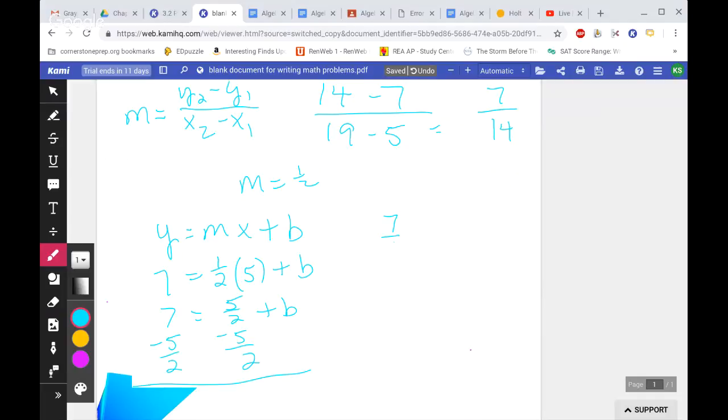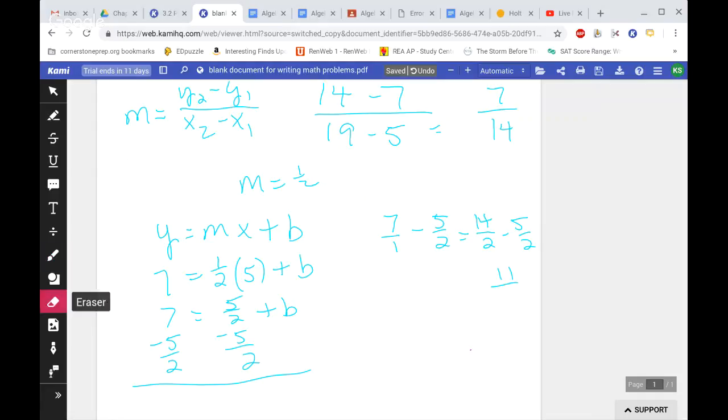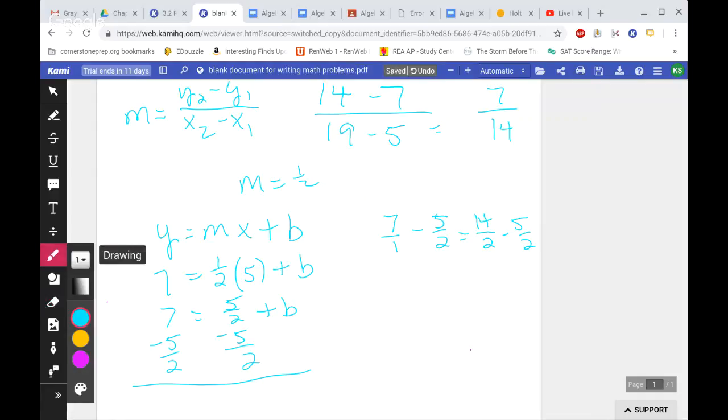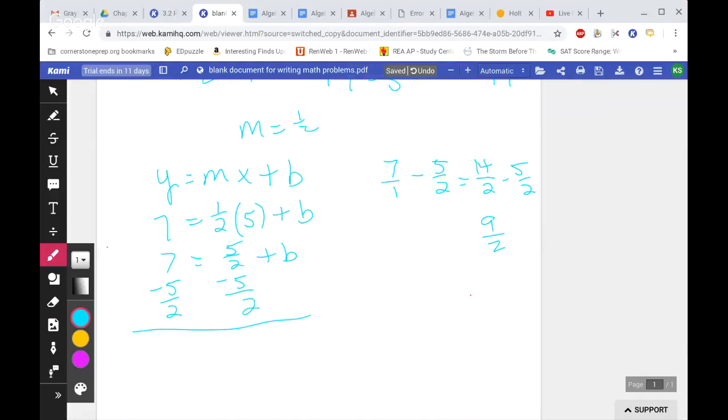So I'm going to do my side work. That's 7 over 1 minus 5 over 2, which equals, 1 goes into 2, 2 times, and 2 times 7 is 14, minus 5 over 2. So that equals 11 over, right? No, Miss Sparks, 9 over 2. So I have 9 over 2 equals b.